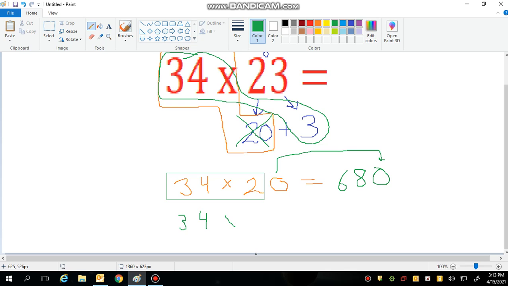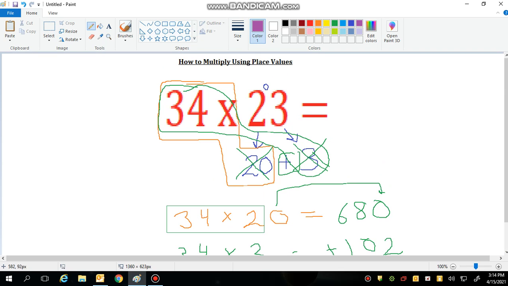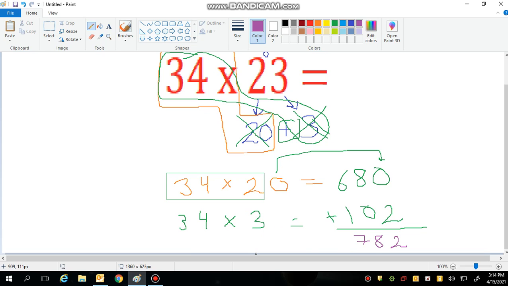34 multiplied by 3. And I'll use my trusty calculator here. 34 times 3 is 102. So this place value is also taken care of. And now what do I do with these two numbers? It said here add, so that's exactly what I'm going to do. 680 plus 102. 0 plus 2 is 2. 8 plus 0 is 8. 6 plus 1 is 7. And there we go. 34 multiplied by 23 is equal to 782. And that's really how you do the place value multiplication technique.